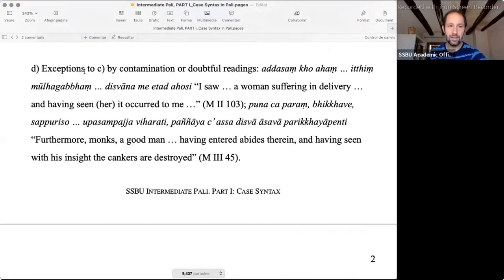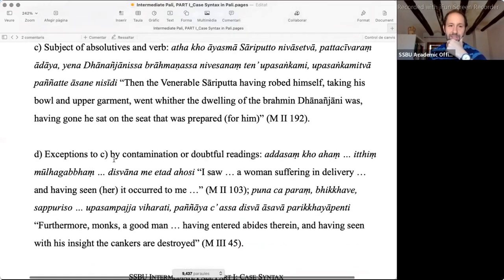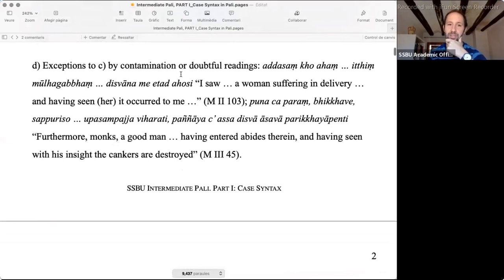And then the author said that there are exceptions to see. Now we can see an exception by contamination or doubtful readings. Now, I would like to know if you understand these concepts that are very important.